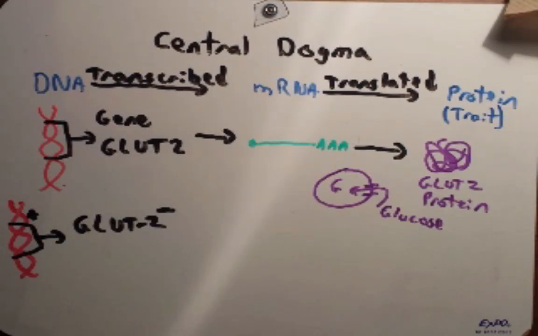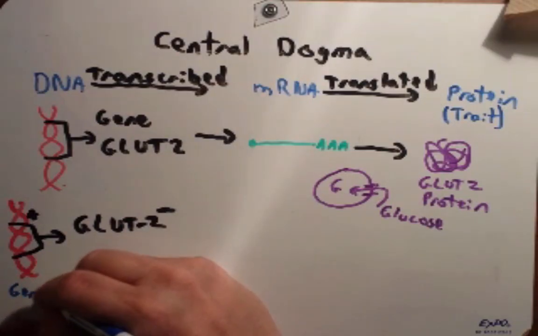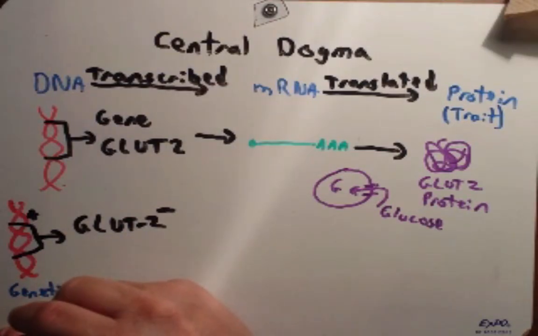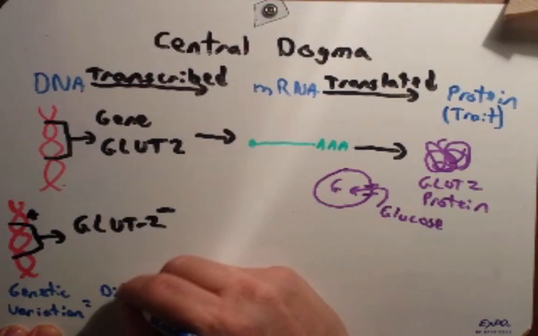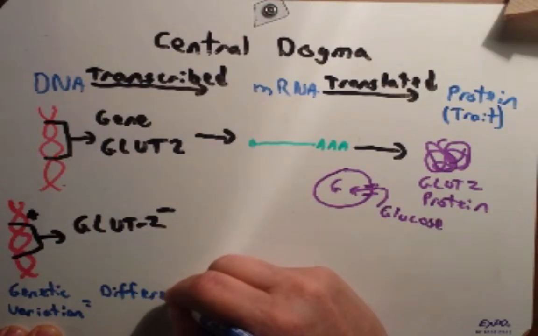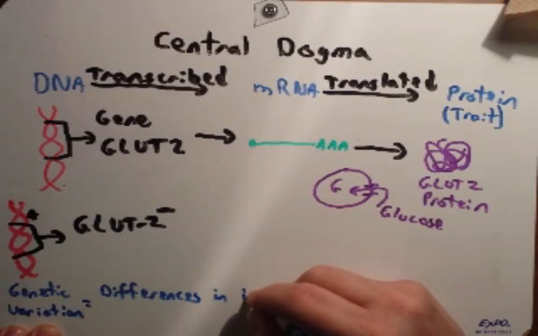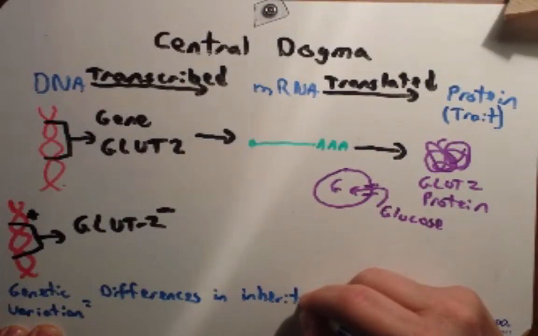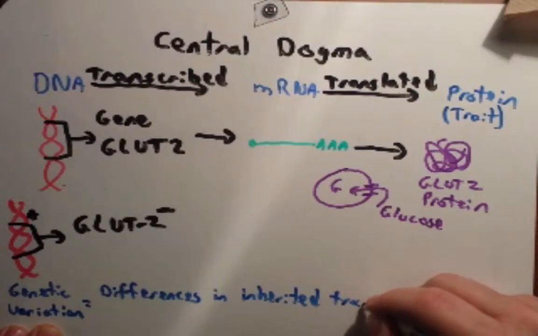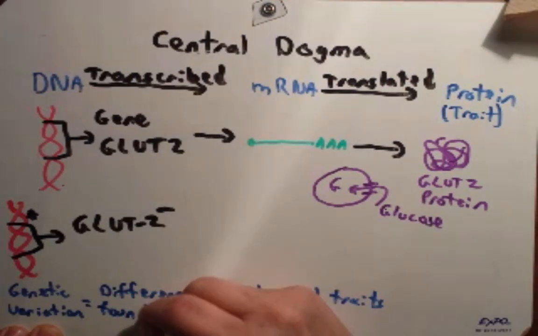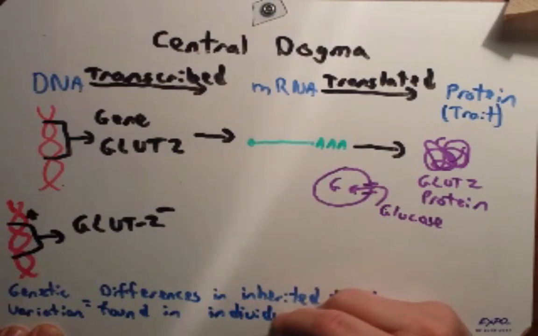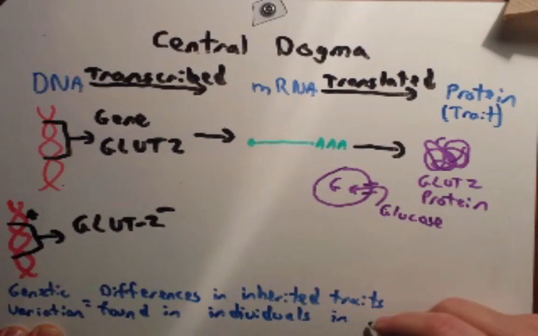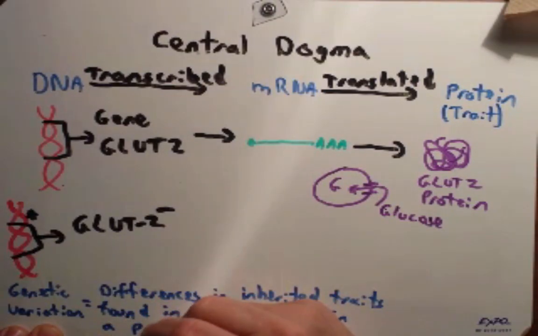Let's go ahead and write that down. So genetic variation is equal to the differences in inherited traits found in individuals in a population.